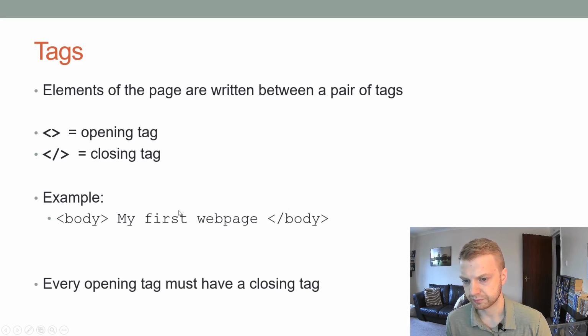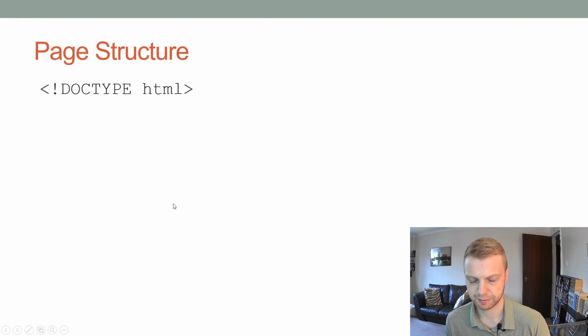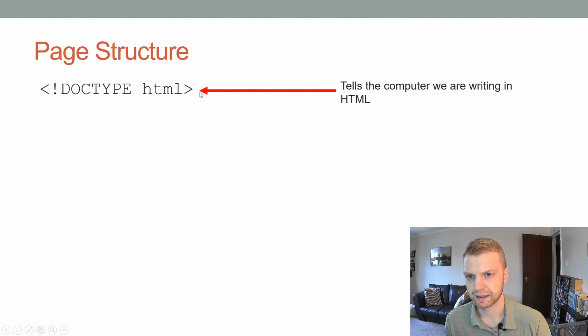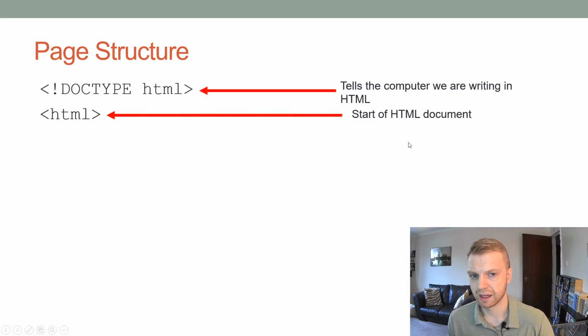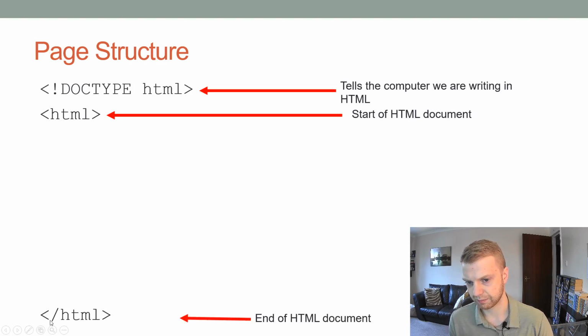But what does a typical page look like? So at the start of every document you need this Doctype Html thing. This is quite unique. It doesn't really have a closing one. It just tells the computer we're writing in HTML. Thankfully REPL adds this in for you, so you don't really have to remember this, but just remember that for exams and other things going forward. HTML says it's the start of the actual document, so there'll be a closing one at the bottom.